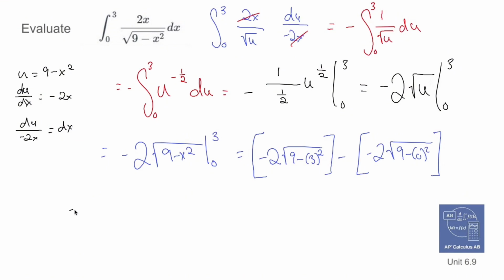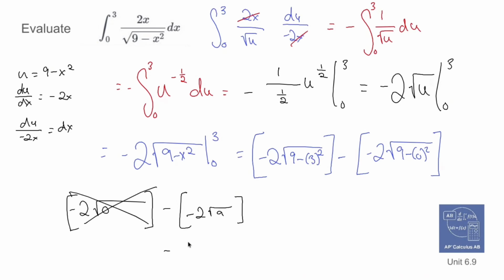The left one becomes negative 2 square root of 0. Big square root, little number. Minus negative 2 square root of 9 minus 0. So the first term completely goes away. And we have a double negative, 2 times 3, which becomes positive 6. Interesting problem. I like it.